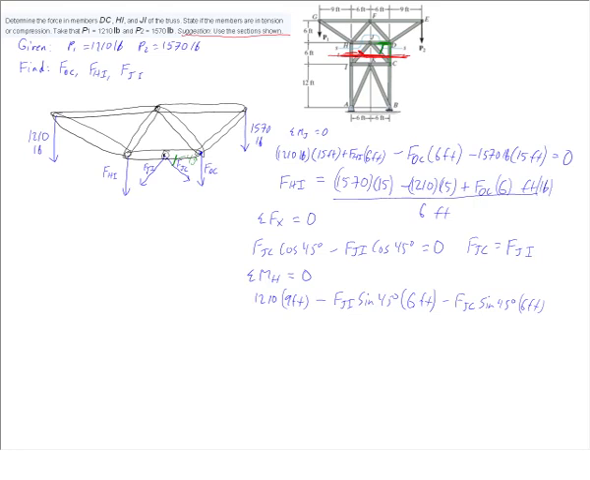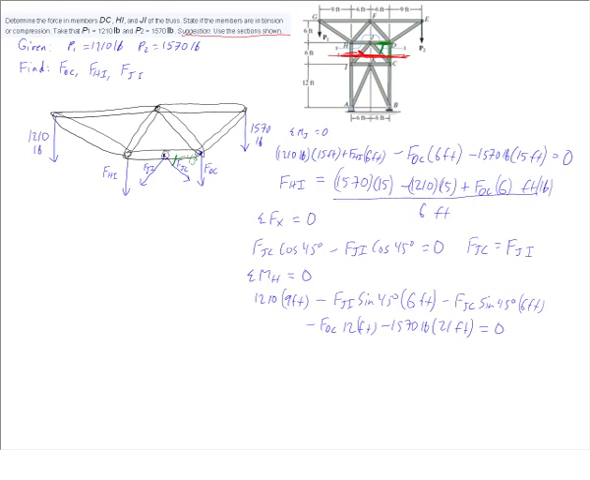Great, there's just 2 more. We're going to have negative FDC, and the distance from that is going to be 6 plus 6. We got 12 feet, and then negative 1570 pounds times the total distance. That would be 12 plus 9, so 21 feet. Equals 0.